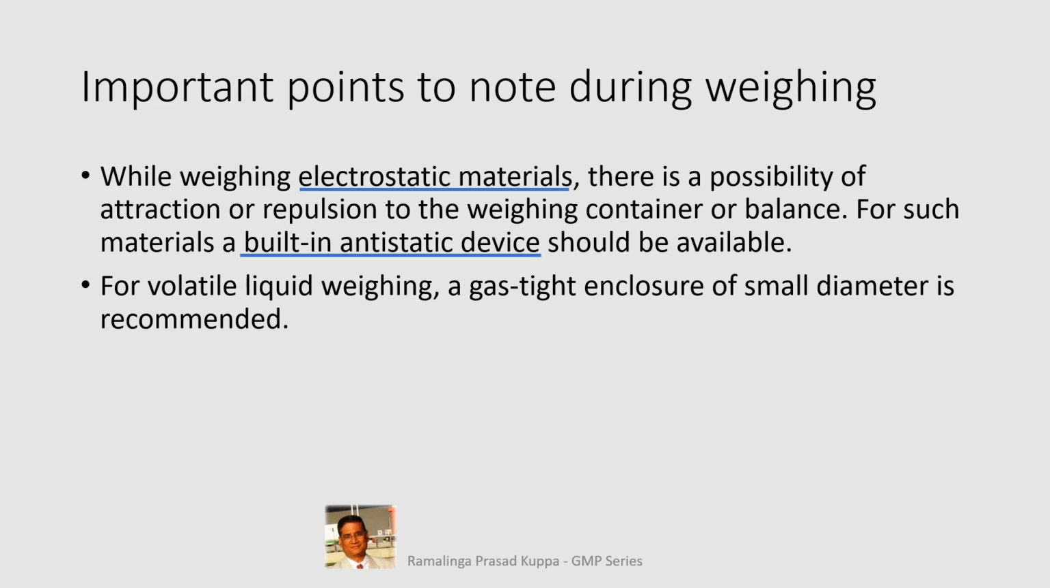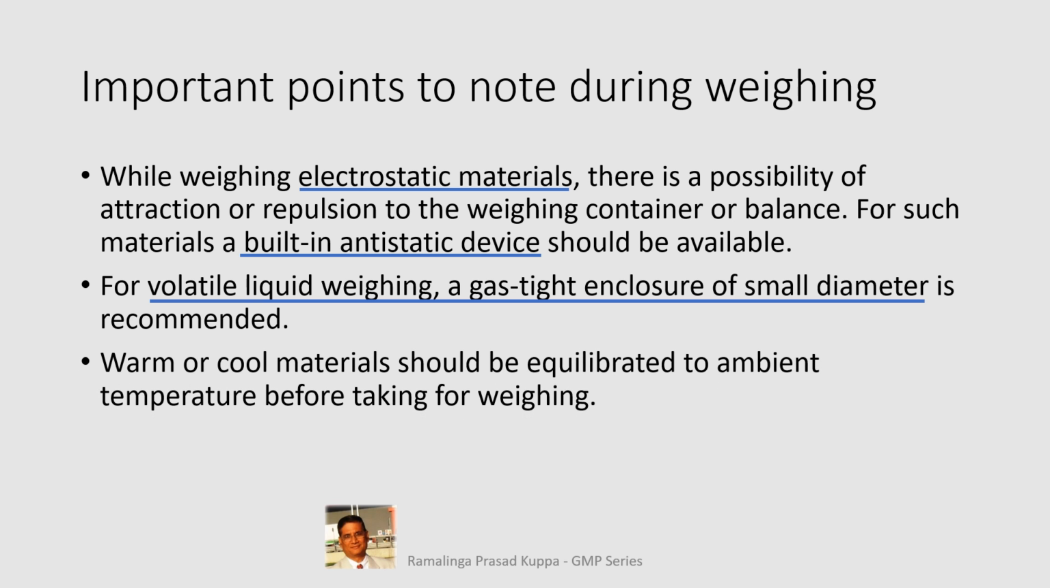For volatile liquid weighing, a gas-tight enclosure of small diameter is recommended. Unless this type of gas-tight enclosure is used, it is difficult to get a stable display of weight on the balance because the material keeps evaporating, making the display unstable for quite longer. Warm or cool materials should be equilibrated to ambient temperature before taking for weighing. This is important. Temperature variation can result in erroneous weights being transferred.